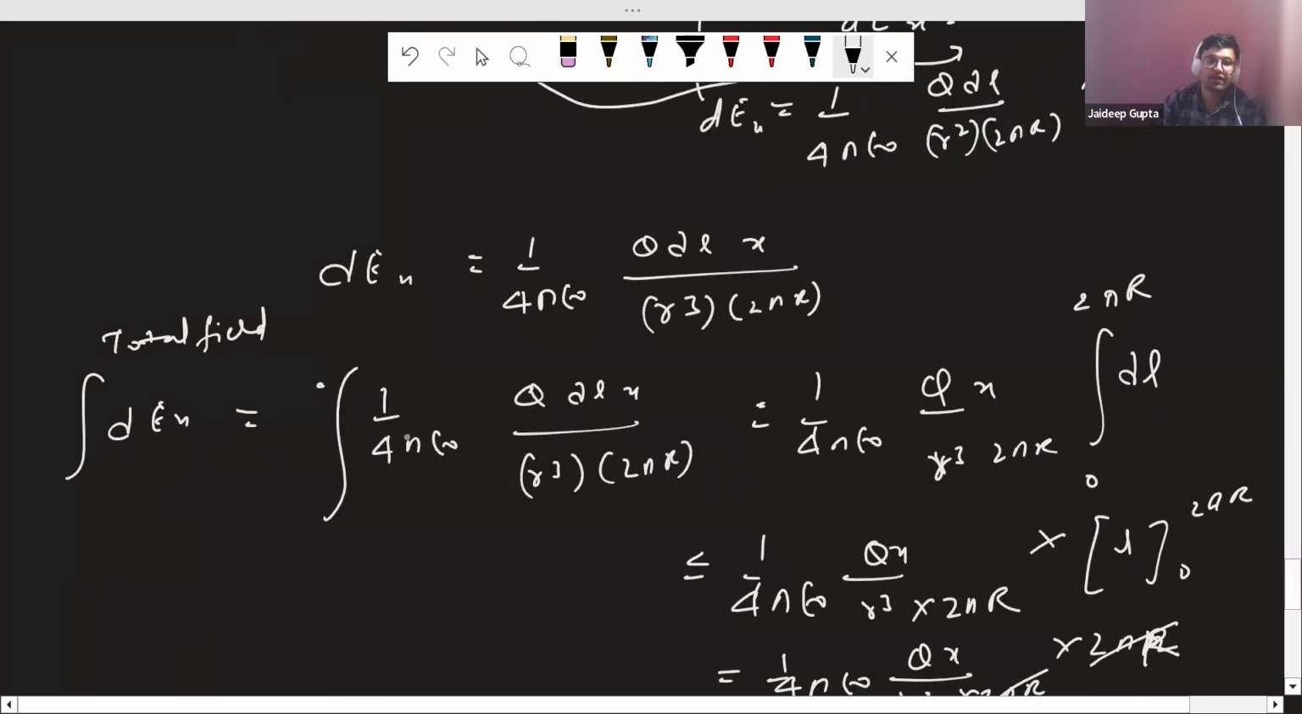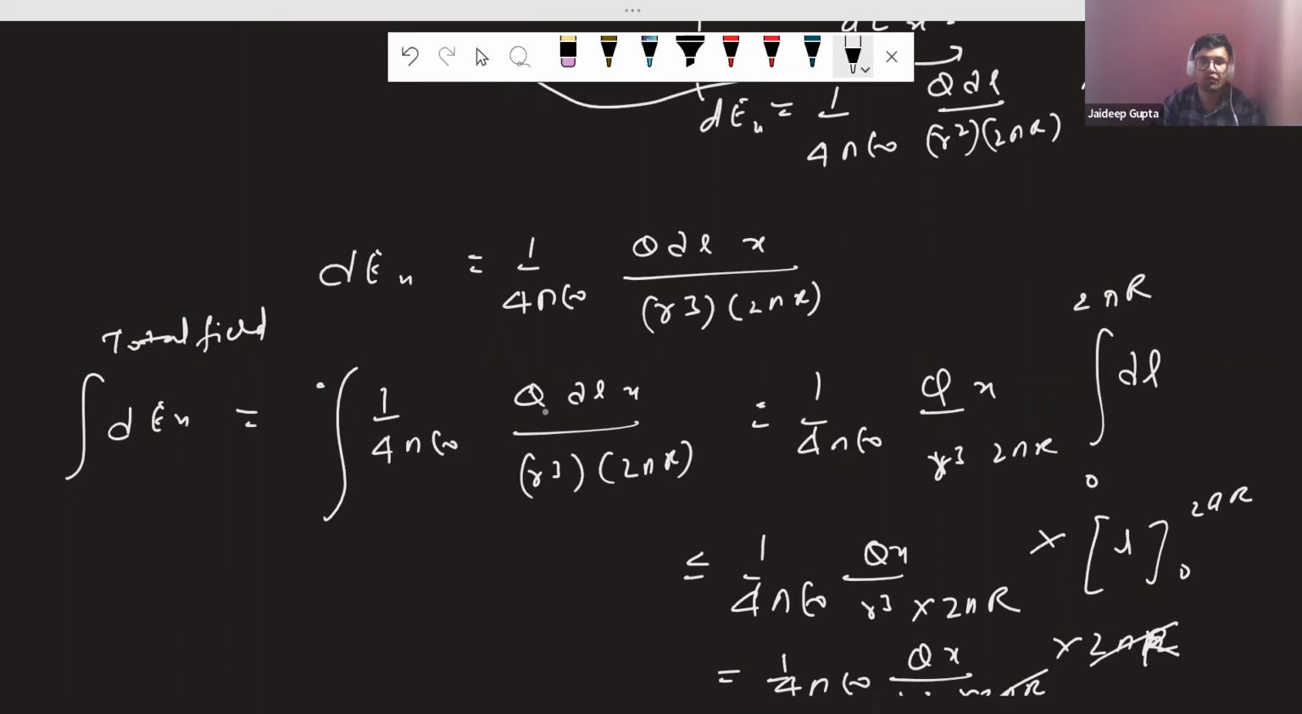Now to calculate the total field, we have to integrate. So 1 over 4 pi epsilon times q dl x over r cube times 2 pi r. Now we have to take out constants: 1 over 4 pi epsilon times q times x over r cube times 2 pi r. Now integrate dl. I integrate dl from 0 to 2 pi r, because dl is the length of the ring, and we have to integrate from 0 to 2 pi r. So the integration of dl is l, and if I substitute the limit, how is your integration, Iram?